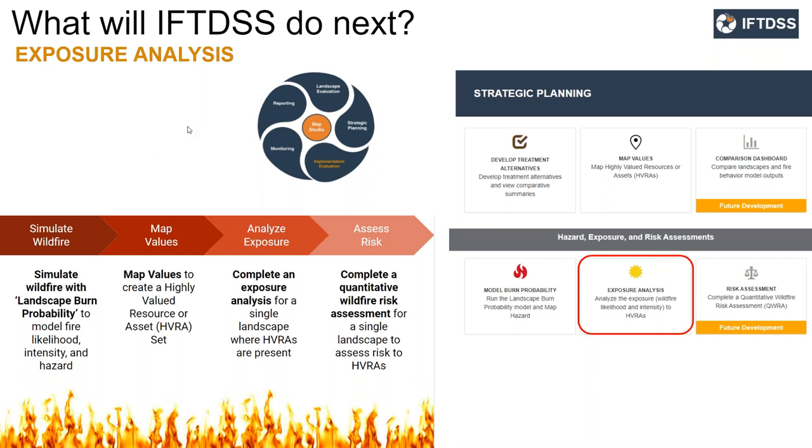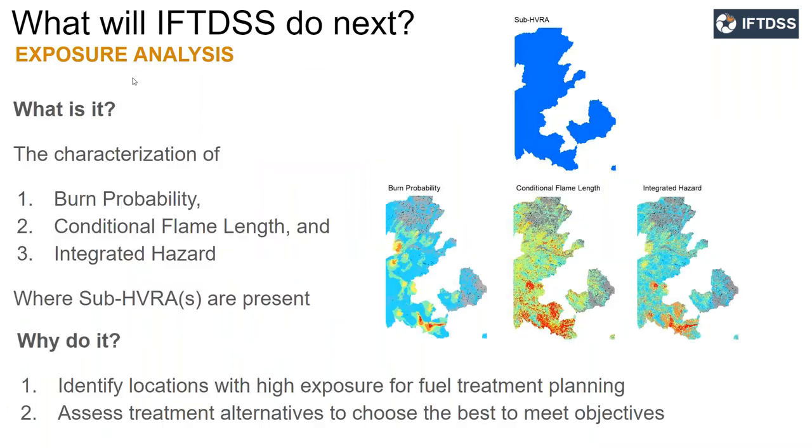We're excited for that to come out and be available. Quick and dirty, basically what an exposure analysis is, it characterizes your fire behavior where your sub-HVRAs are present. So it's really the burn probability, conditional flame length, or integrated hazard where your values exist. It's great to highlight areas of high exposure for fuel treatment planning, and also to see if treatments that you're proposing or different alternatives meet your objectives as far as reducing exposure or hazard is concerned.